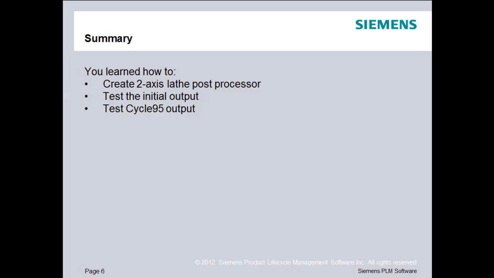In summary, you learned how to create a 2-axis lathe post-processor, you tested the initial output, and then you turned on cycle 95 and saw its output also.